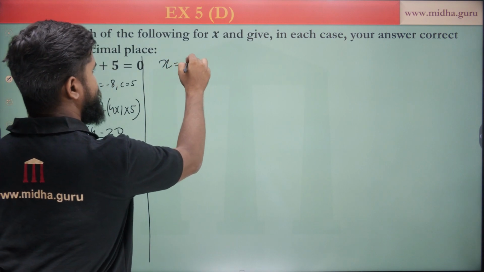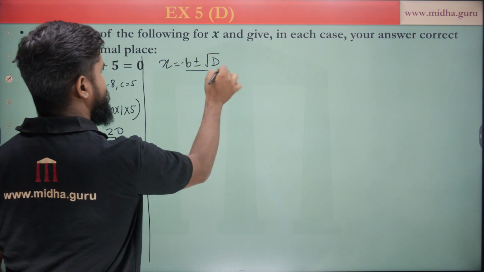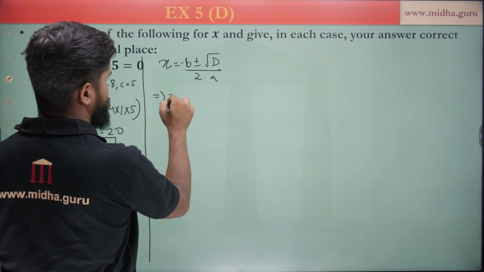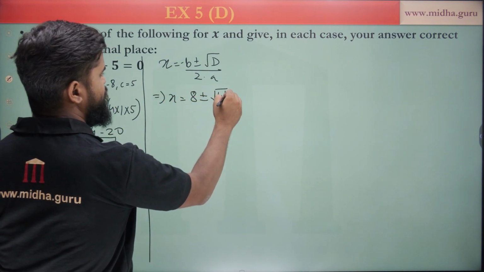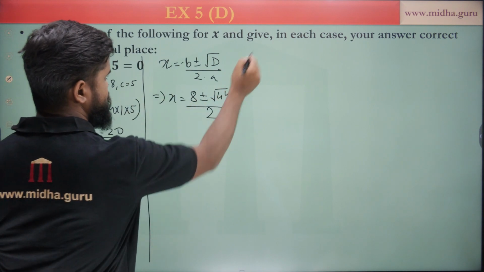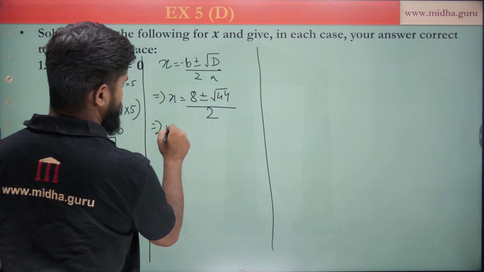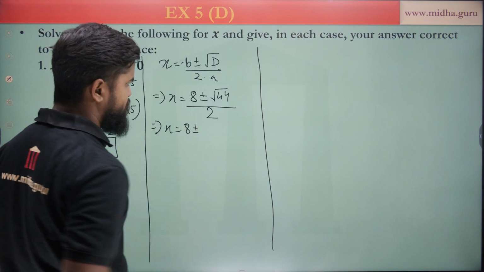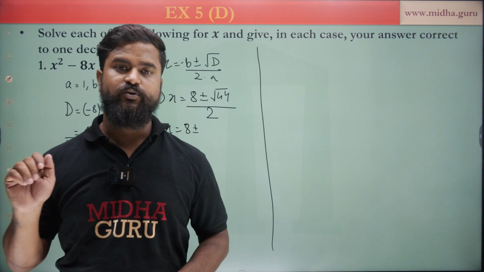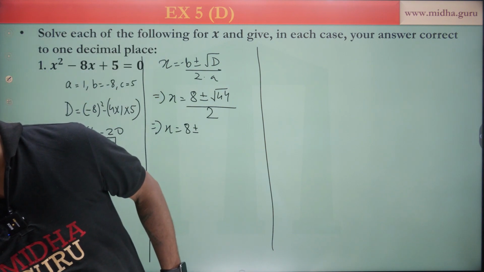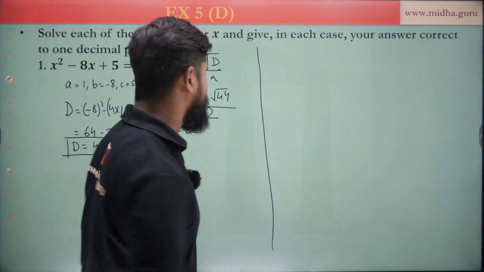Now x is equal to minus of b plus or minus the root of the discriminant divided by twice of a. So x will be equal to minus of minus 8, which is 8, plus or minus the root of 44 divided by 2 into 1, which is 2. So now x is equal to 8 plus or minus. Now again, since 44 is not a perfect square, we go back to our square root tables, and from here we will find out that the square root of 44 is 6.63.